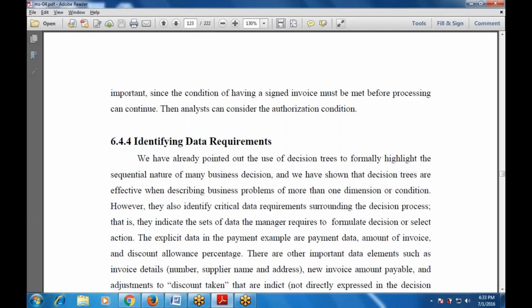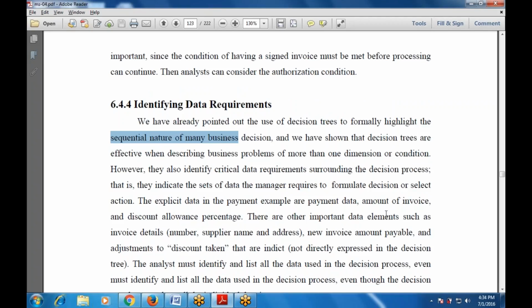Now, today's topic is identifying the data requirements. How can we identify the data requirements gathered by the user? We have already pointed out the use of decision trees to formally highlight the sequential nature of many business decisions, that is, the business decisions taken in a sequential way. We have shown that decision trees are an effective method by which we can show the conditions and the actions.